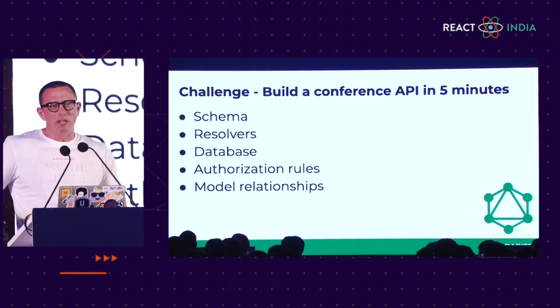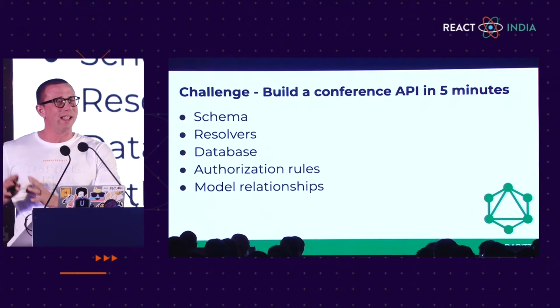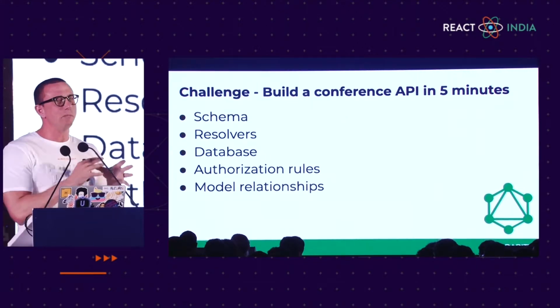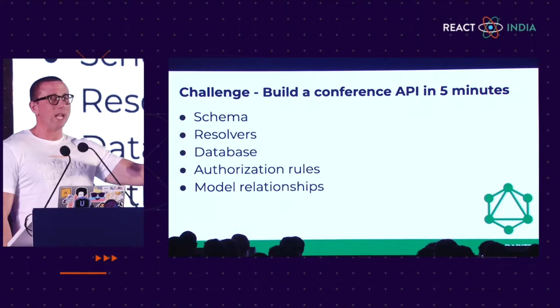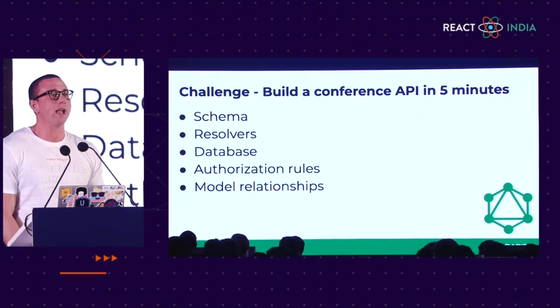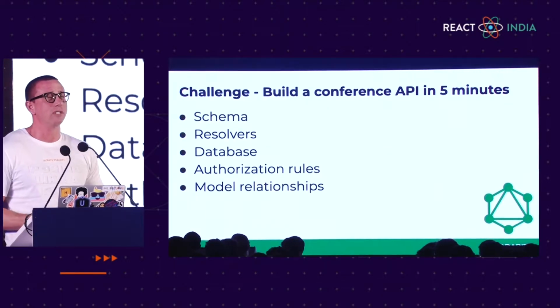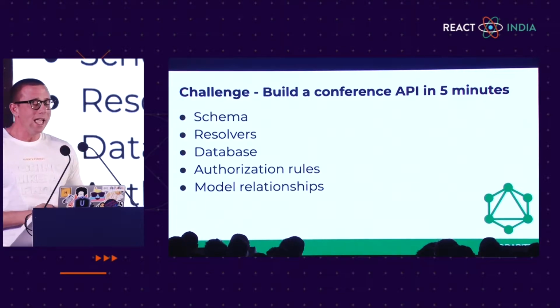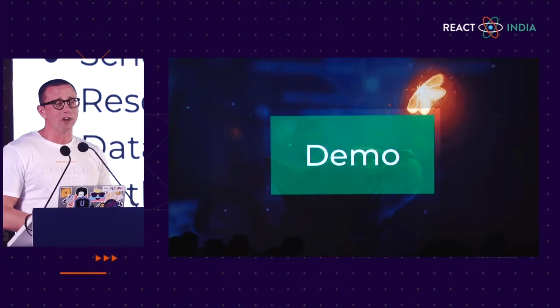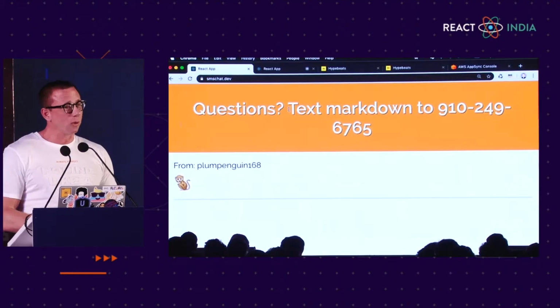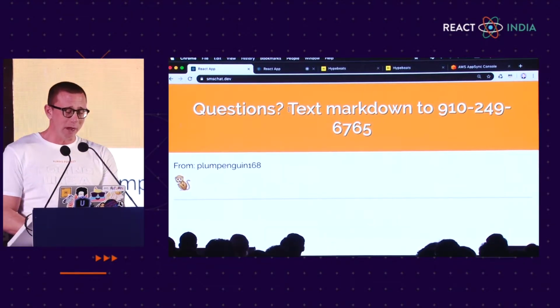I don't know if you've ever built something like this that's actually production ready and scalable, but typically building something like this from scratch can take not hours, but days, weeks. I mean, who knows, right? Because when you're thinking about authorization rules, you want to make sure everything is working right. The challenge that I have is, can we build this in 5 minutes using these GraphQL directives? And that's what we're going to do now. So I'm going to jump to my first demo.